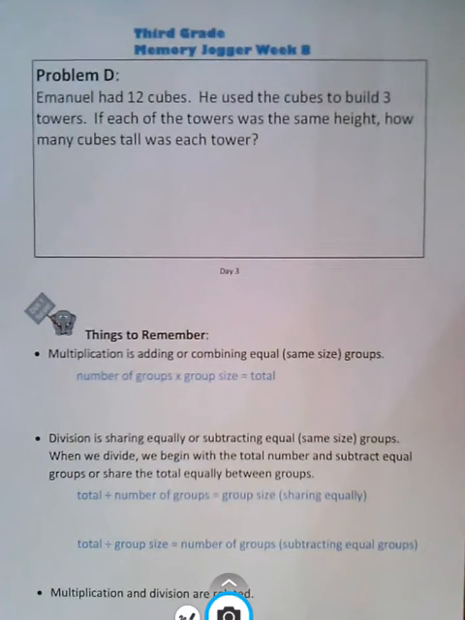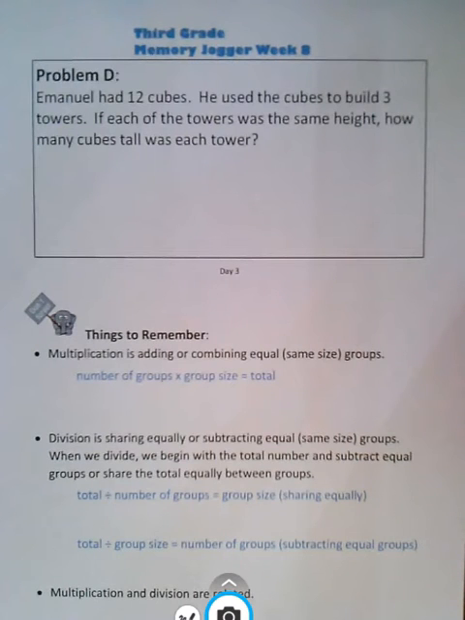We have a few things to remember. Multiplication is adding or combining equal or same size groups. We can think of that as the number of groups times the group size is equal to the total. Division is sharing equally or subtracting equal or same size groups. When we divide, we begin with the total number and subtract equal groups or share the total equally between groups. Start with the total, divide by the number of groups, and that will give you the group size. That's what we call sharing equally.